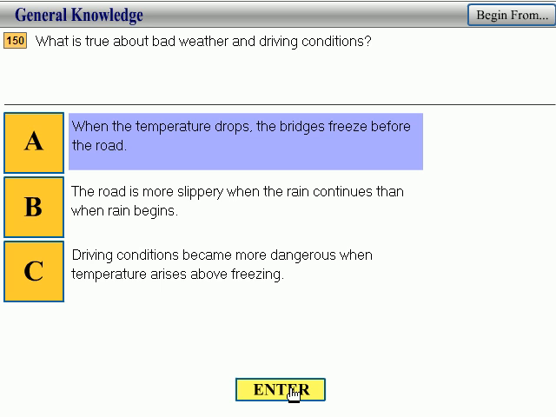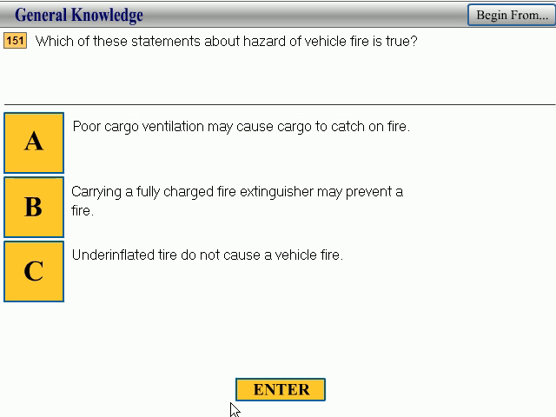What is true about bad weather and driving conditions? When the temperature drops, the bridges freeze before the road. So A, is that correct? Yes, that is correct.